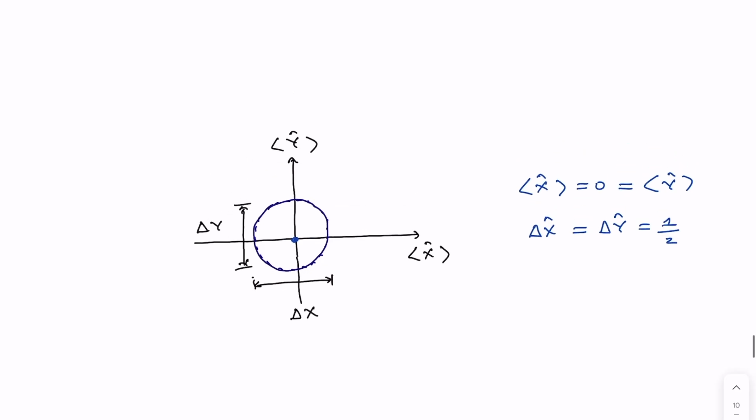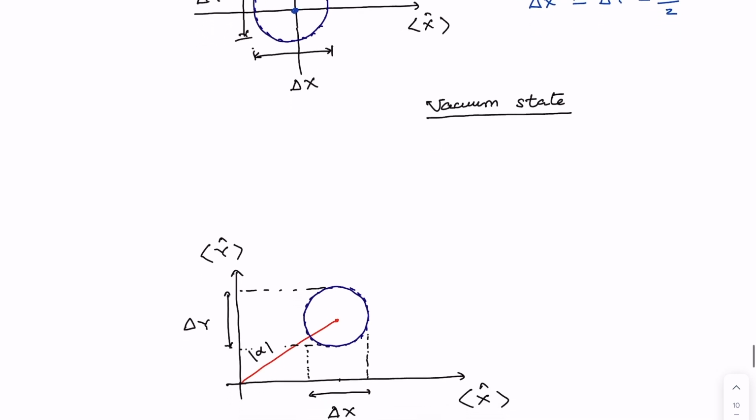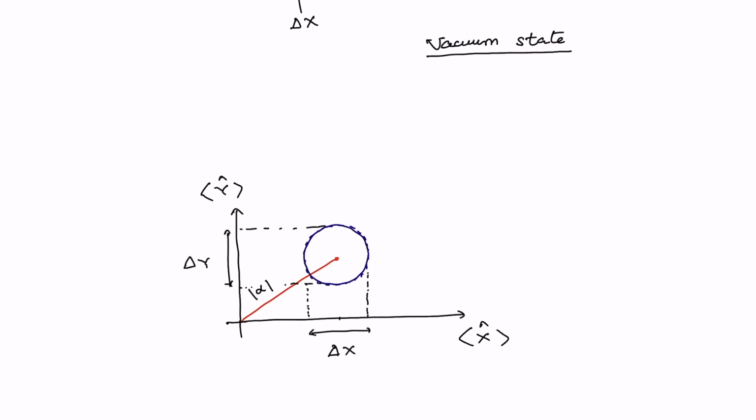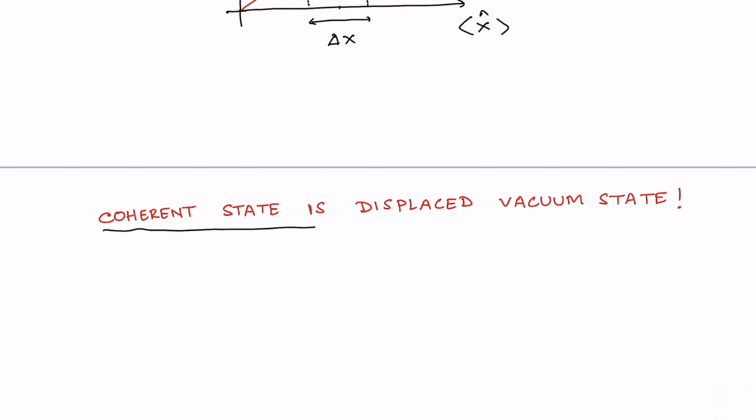But now what you see, this circle has its center located at 0. On the other hand, if you compare it with the xy plot for the coherent state, you see it is displaced by an amount mod alpha from the origin. This is the reason why the coherent state is referred to as the displaced vacuum state, and this has important consequences as we will see soon.